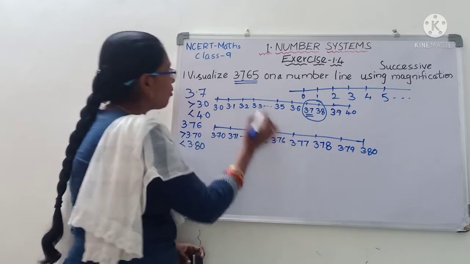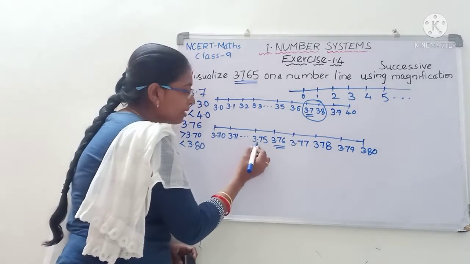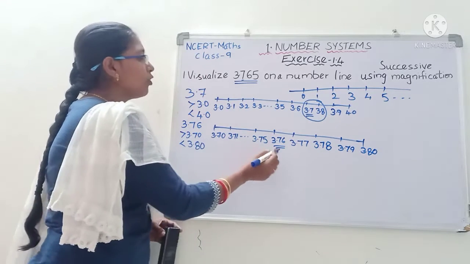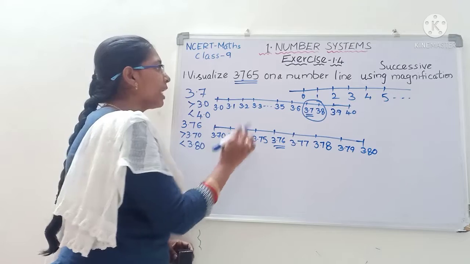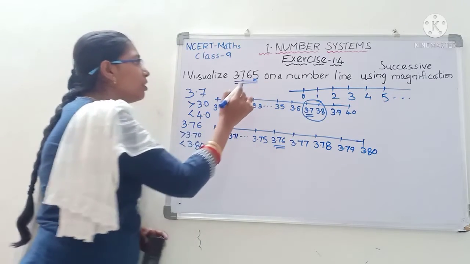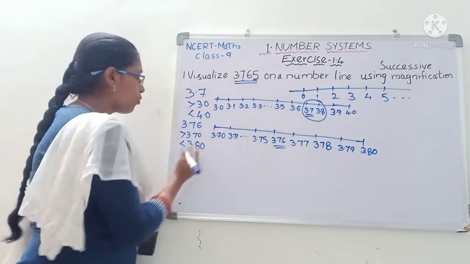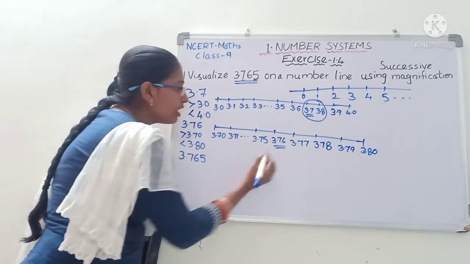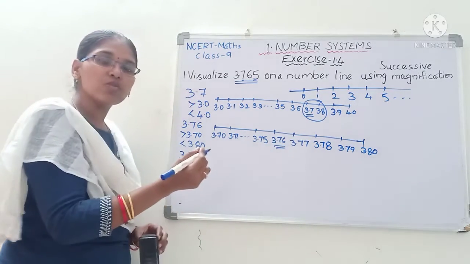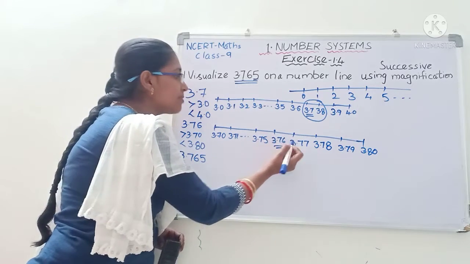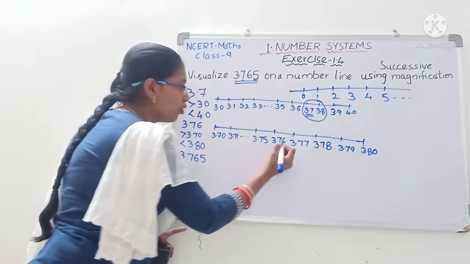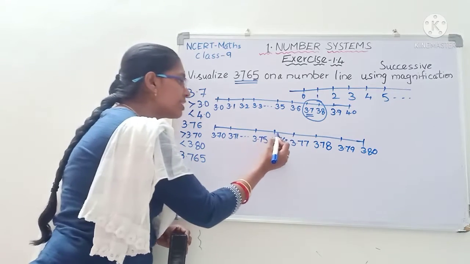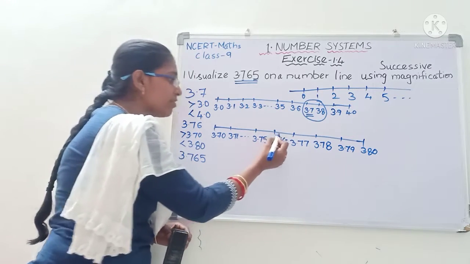So we got 3.76 here, between 3.75 and 3.77. You are able to locate 3.76 on the number line. Now take another decimal place also, 3.765. We got 3.76. After 76, what do you get? 3.76 means 3.760. After 3.760, somewhere you get 3.761, 762.